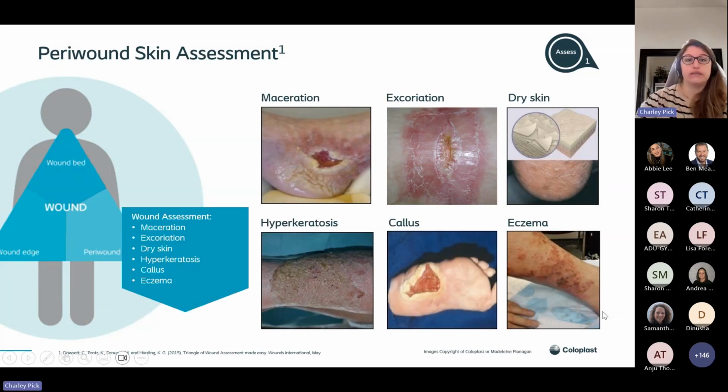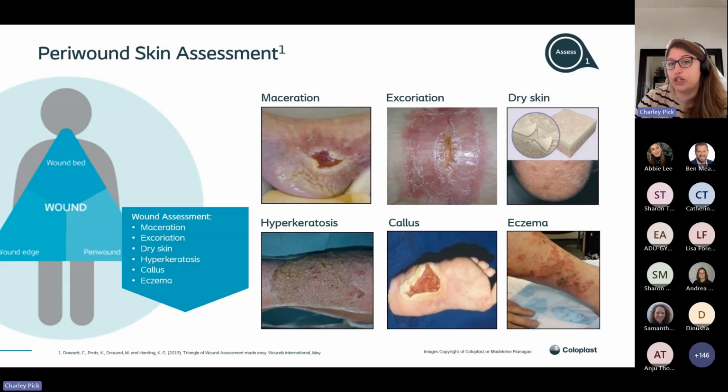Your peri-wound assessment will look at, again, maceration, excoriation, dry skin, hyperkeratosis, callus, and eczema. All of these problems on your peri-wound skin will not help with wound healing of that wound bed and wound edge. So you need to make sure that you have really nice, healthy peri-wound skin to help with that wound healing environment.